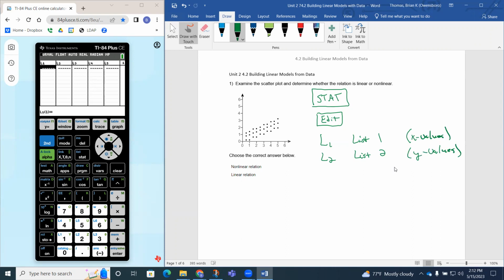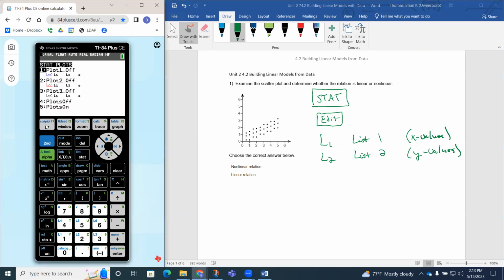Another thing to pick up on is, besides the stat button, notice how there's a stat plot up here in blue. So we hit the second button, hit stat plot. That's something else we need to pick up on. So there's a stat plot up there as well to pay attention to. So we have to actually hit the second button to locate the stat plot.